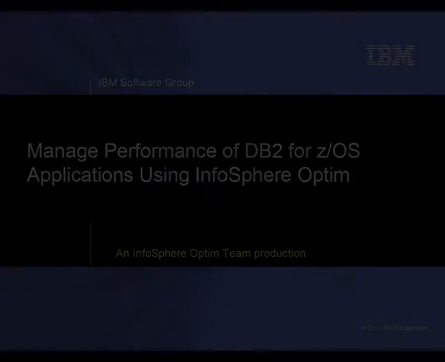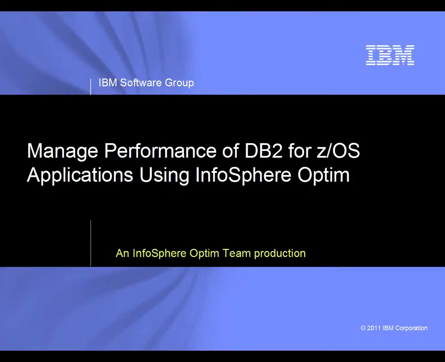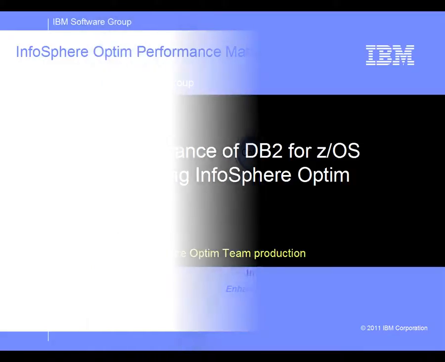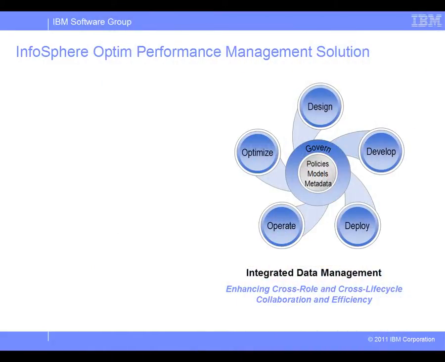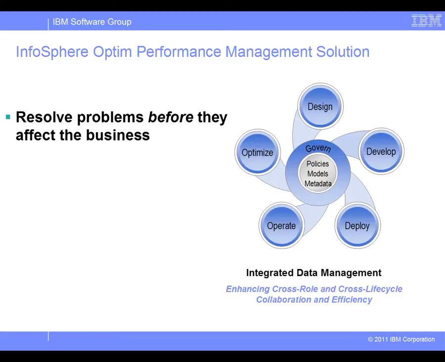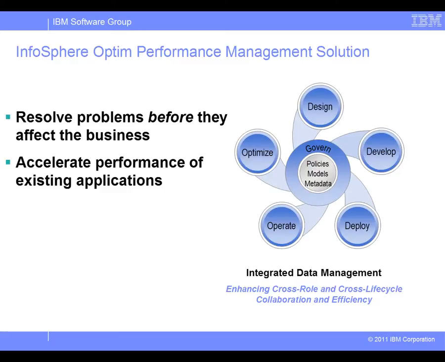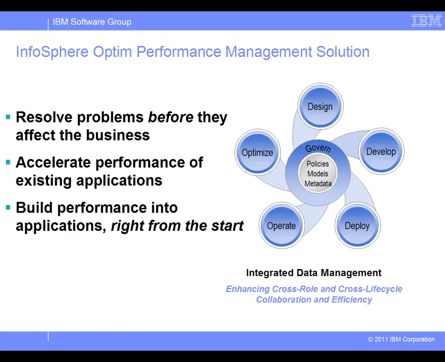Today, we'll learn how the staff at one fictional organization, the Great Outdoors Company, takes advantage of InfoSphere Optim integrated data management solutions for performance management to help them work collaboratively to gain more value from their business-critical applications. You will see how the team resolves an emergent database workload performance problem, accelerates the performance and stability of the application without requiring code changes, and builds performance into a new application right from the start, thereby reducing downstream risks and costs.